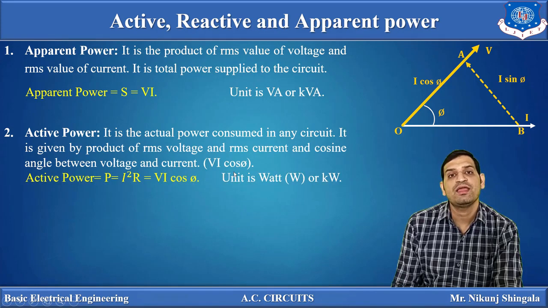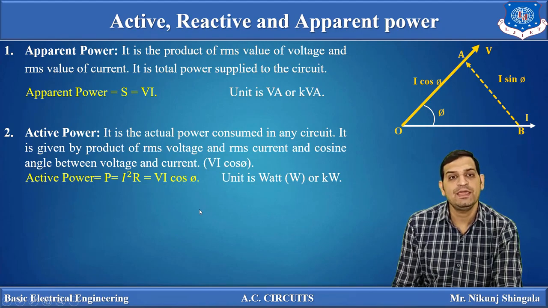So active power can also be given by P is equal to I square R or VI cos phi, because we know that for a purely inductive and capacitive circuit, average power is 0. So active power is the power because of the resistive part of the circuit. It is given by P is equal to I square R or VI cos phi. It is always measured in terms of watt or kilowatt.